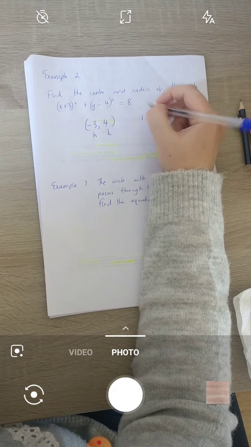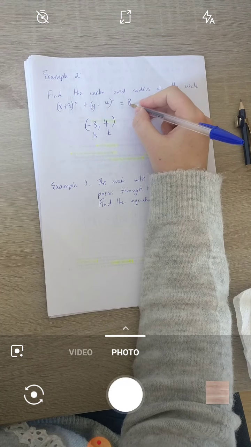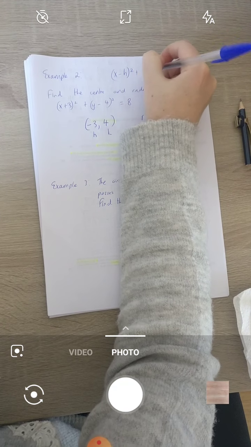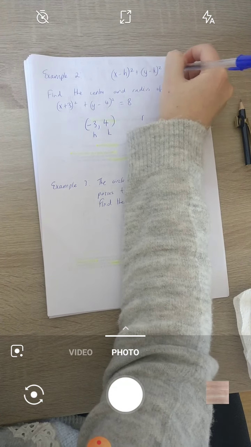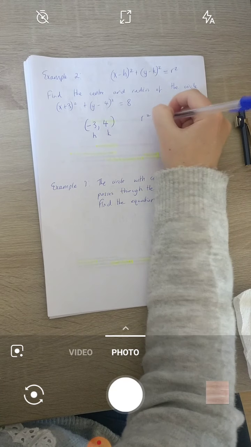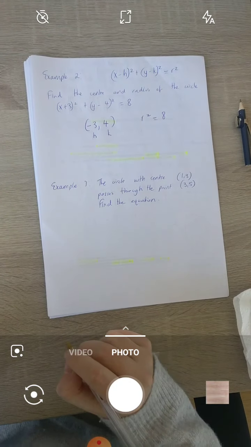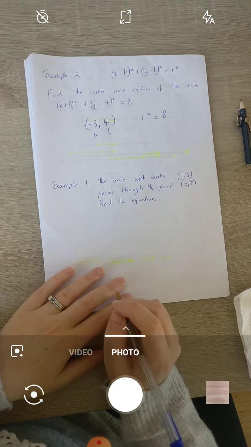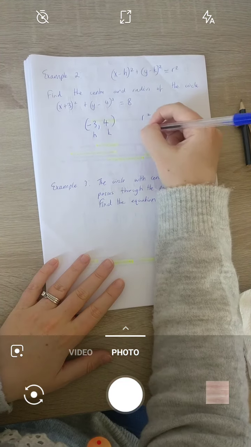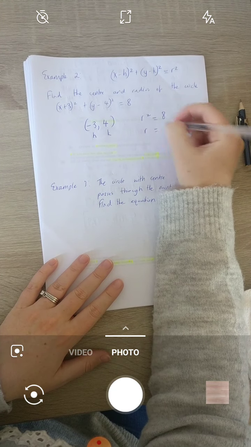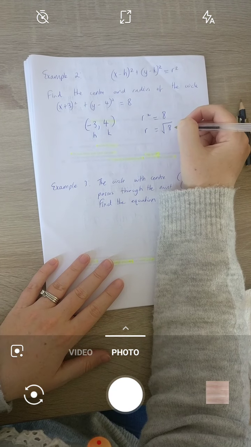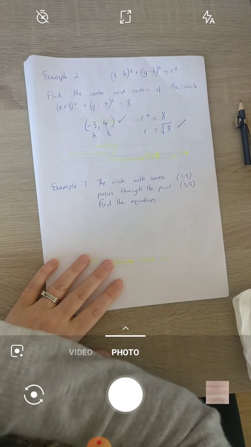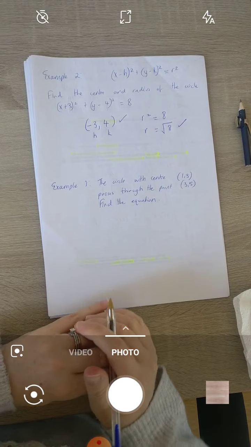The radius, so this is r squared. Remember the formula: x minus h to be squared plus y minus k to be squared equals r squared. So r squared is equal to 8. Be very careful. It's not r equals 8. It's r squared equals 8. So if r squared is equal to 8, then r is equal to, remember the opposite to squared is square root, so the square root of 8, and you can just leave it like that. So the center is minus 3, 4, and the radius is the square root of 8.